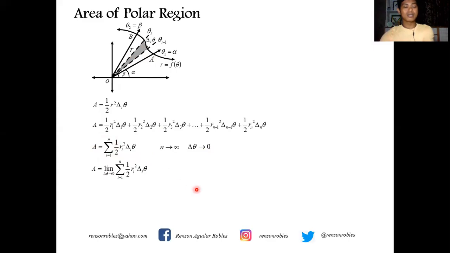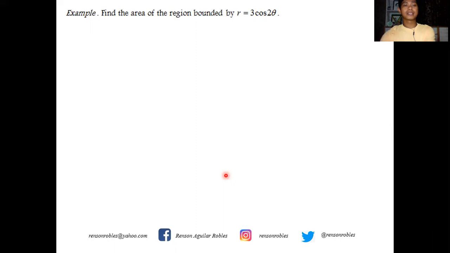The area is now defined by the limit of the summation of 1/2 r sub i squared delta sub i theta, where i runs from 1 to n, as delta theta approaches 0 and n approaches infinity. Writing this in integration notation, the area is defined by 1/2 times the integral of r squared d theta, evaluated from alpha to beta, since the region is defined on the closed interval [alpha, beta].